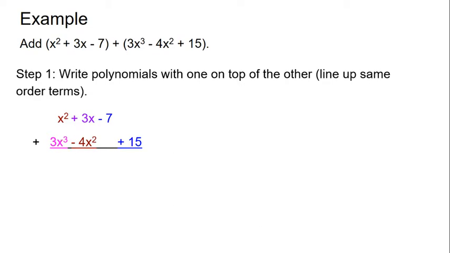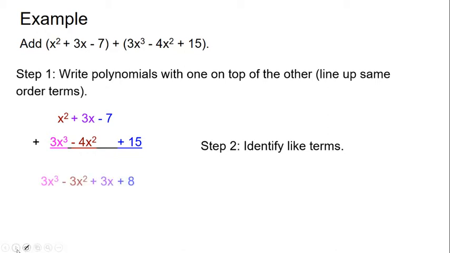So we're going to write them on top of each other, lining up the same order terms. So this should actually be shifted over. Instead of lining them up exactly like this on top of each other, we want it so that these are lined up, so it makes it easier to add them together. Then we're going to identify the like terms. So I already identified the like terms by the colors here. Then the next thing is we're going to add the like terms.